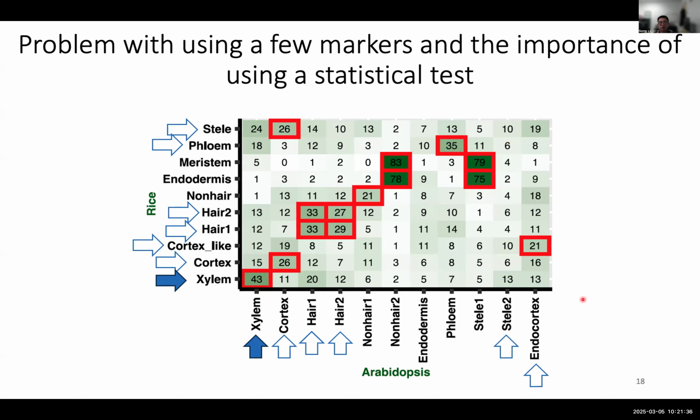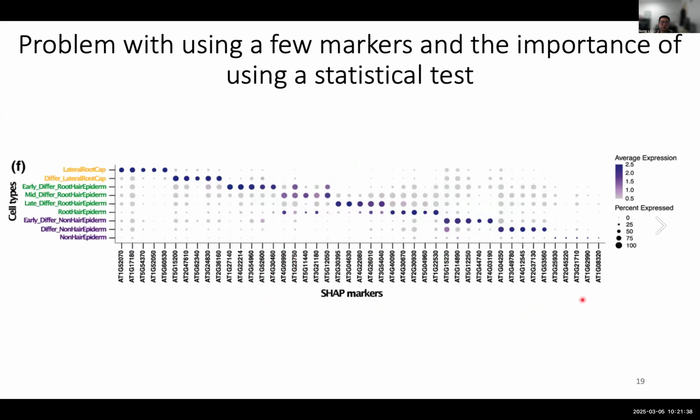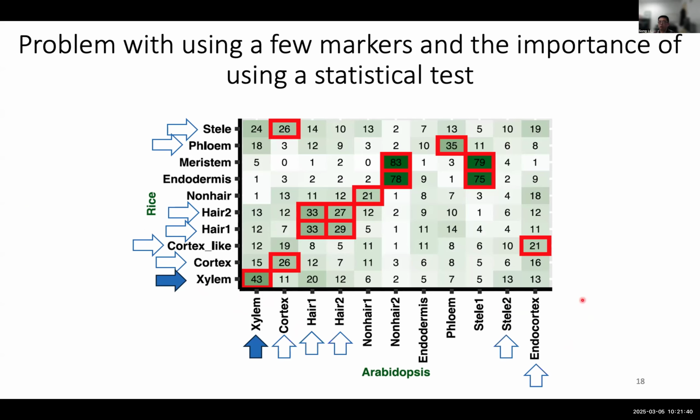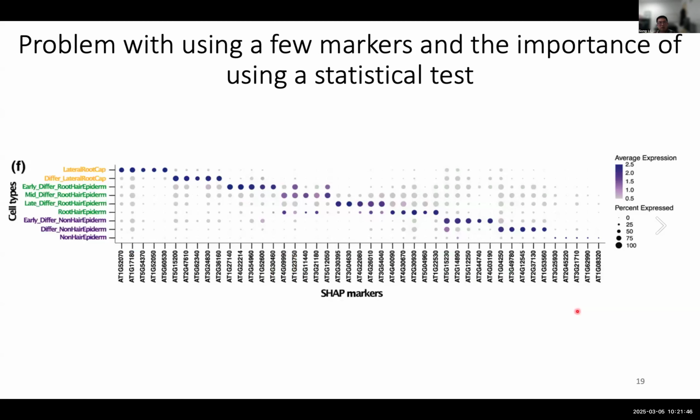So that is where it's really important to not only show this, but also show this across all your clusters when you use markers to assign cell types. And so that's the reason for using statistical tests.